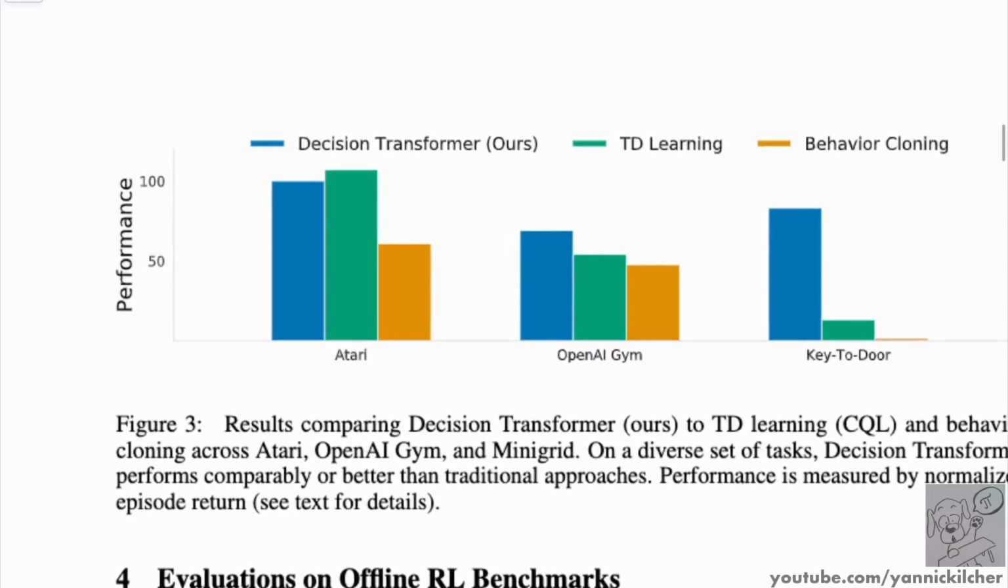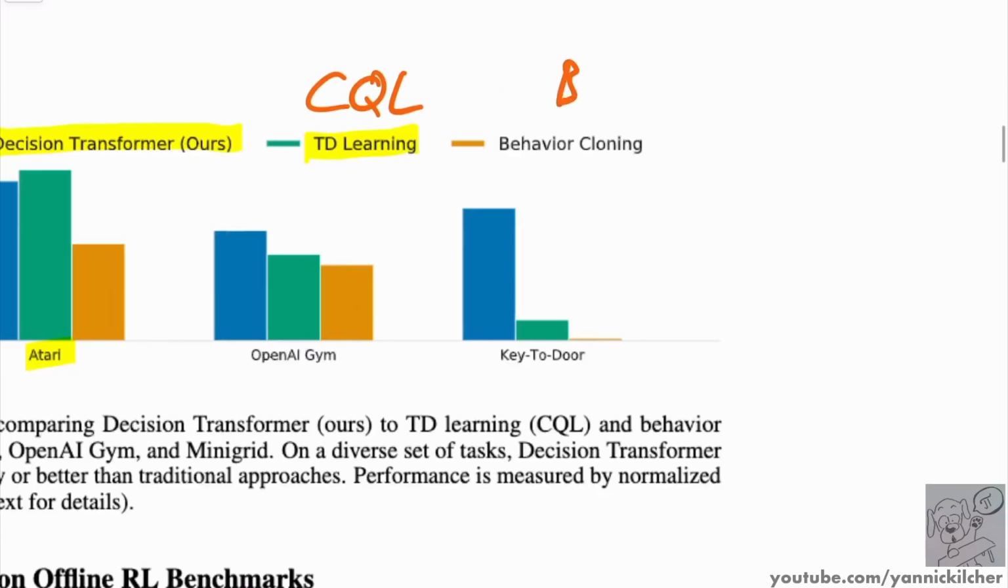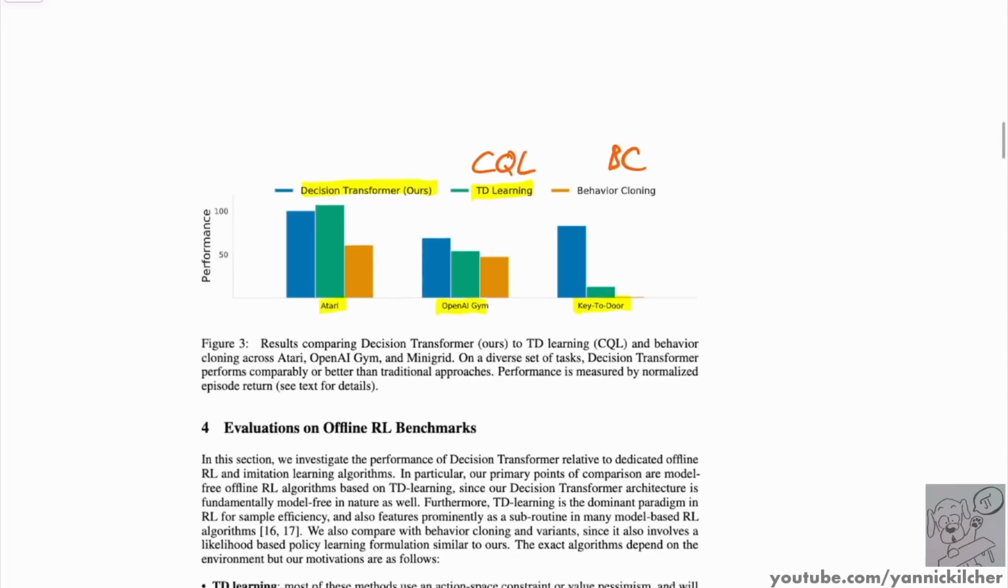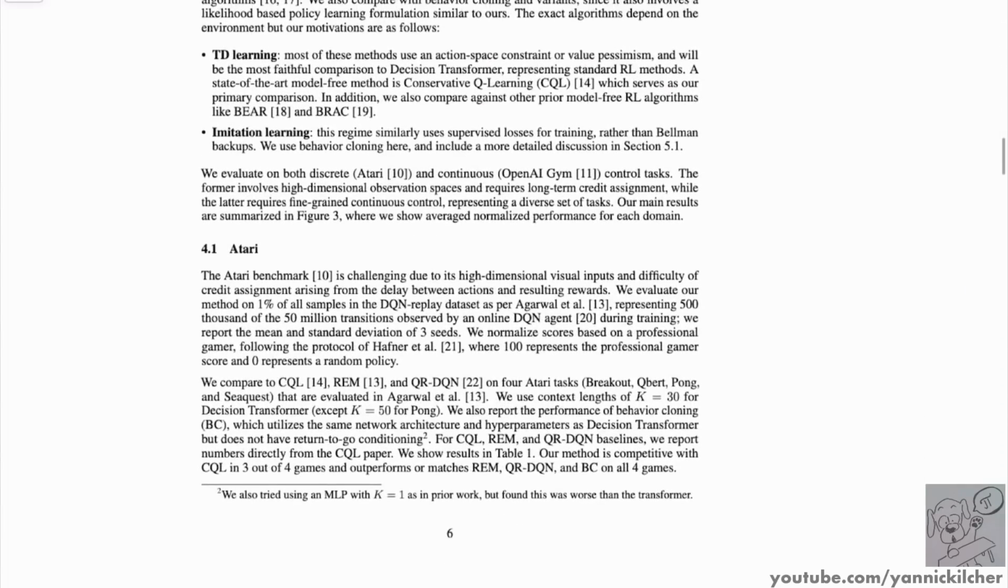Big props. Here you can see that the decision transformer in blue in Atari lags a bit behind what they call TD learning. So this TD learning, that's the conservative Q learning, and the behavior cloning, which they term BC. In the OpenAI Gym, it outperforms it a little bit. And then there's this key-to-door task that we're going to get into in just a bit.